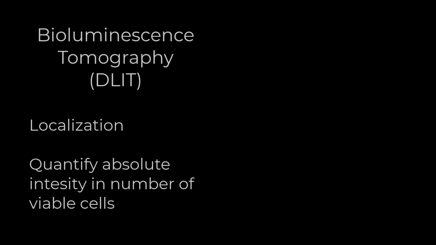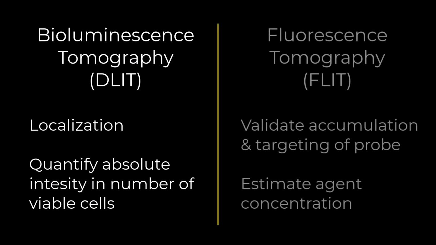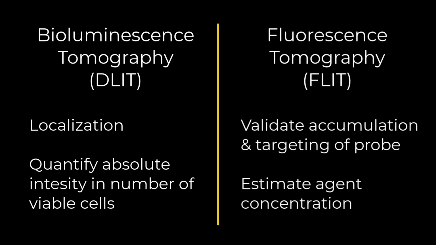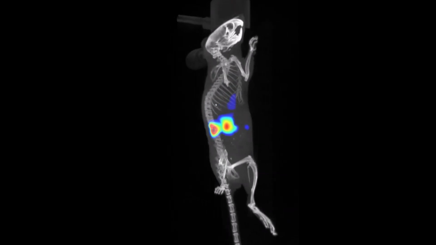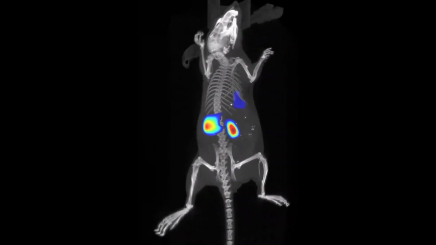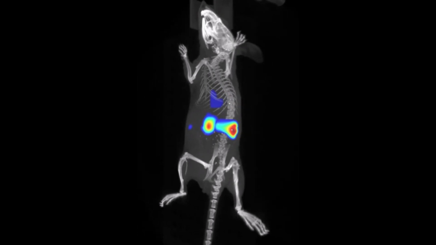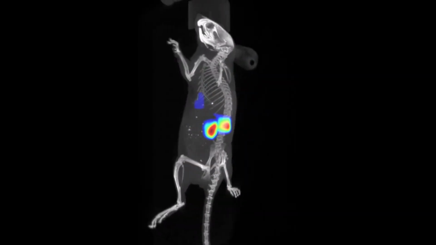In summary, we have demonstrated the utility and benefits of 3D bioluminescence tomography to identify the location of tumors in the lung and quantify the absolute intensity of sources as a function of viable cells. Furthermore, 3D fluorescence tomography was incorporated to validate accumulation and targeting of these tumor sites by our fluorescent agents and to estimate agent concentration. We've utilized 3D imaging to answer pertinent questions concerning the experimental model that were not possible by simple 2D analyses. We hope you take advantage of these powerful methodologies to supplement your current 2D work.